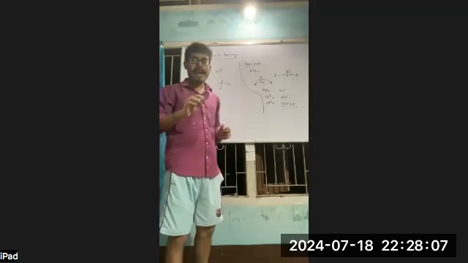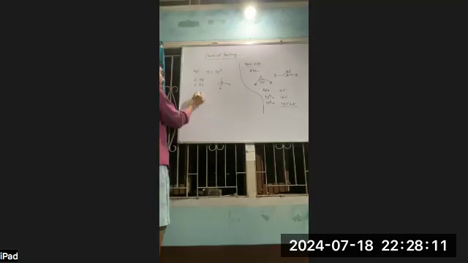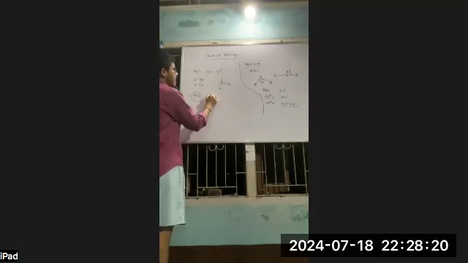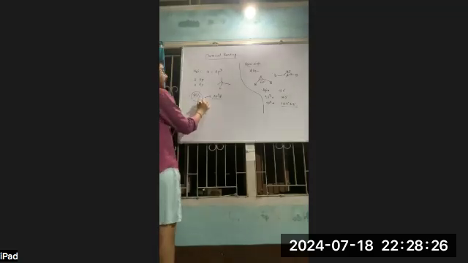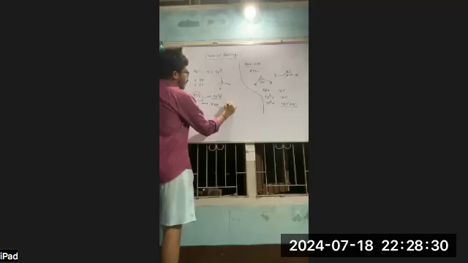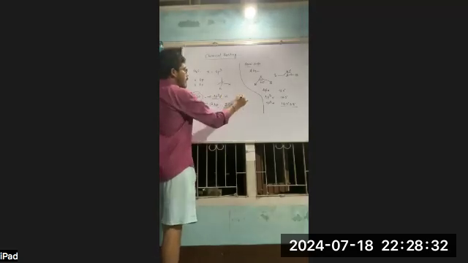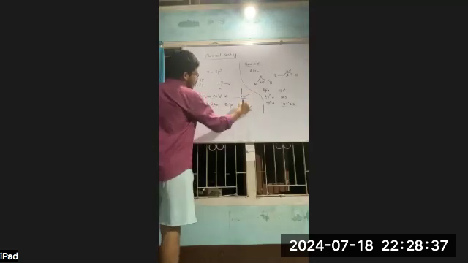If we consider another example, that is PCl3, that is a very interesting example. Here the hybridization is sp3d, and it has 3 bond pairs and 2 lone pairs. So in sp3d, the geometry of the molecule is trigonal bipyramidal.